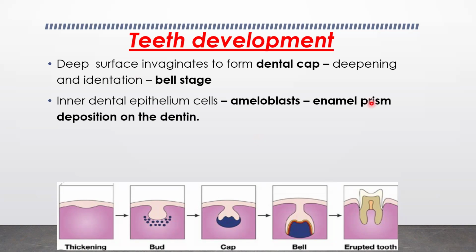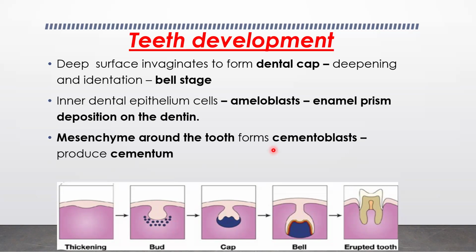And then what will happen is that on this ameloblast, we have enamel prism deposition over the dentine. So remember, the inside part will form the dentine. Around this part will form the enamel. So these cells, the inner epithelium of this bell stage, will give us the ameloblast of the teeth, which will deposit enamel.